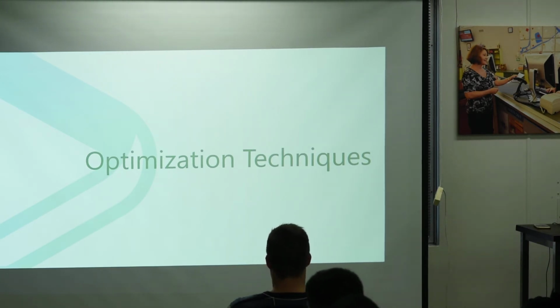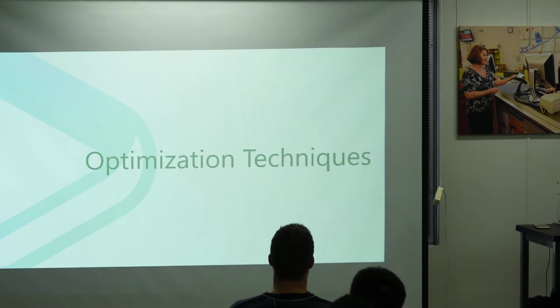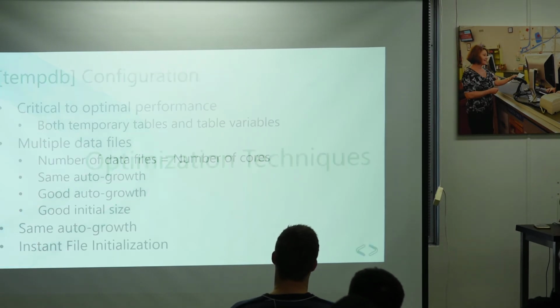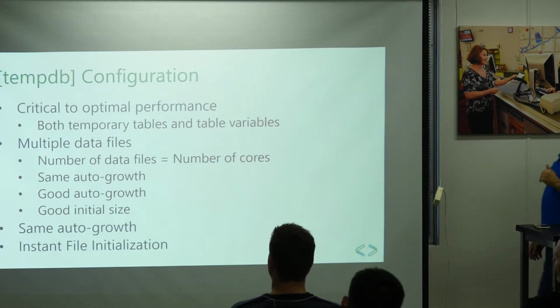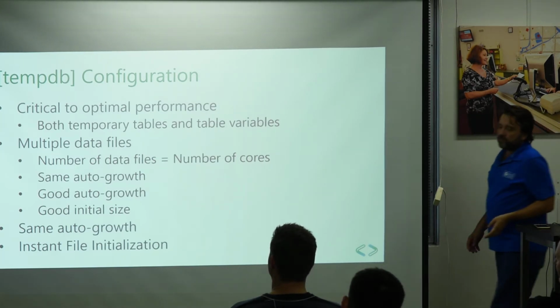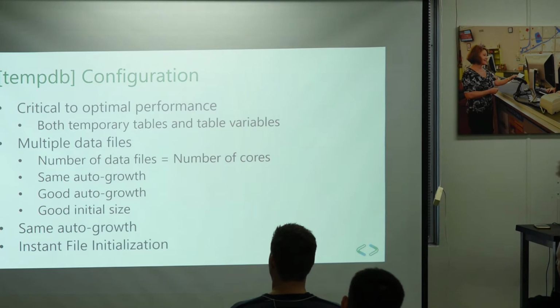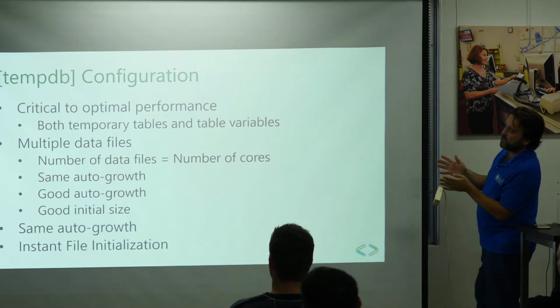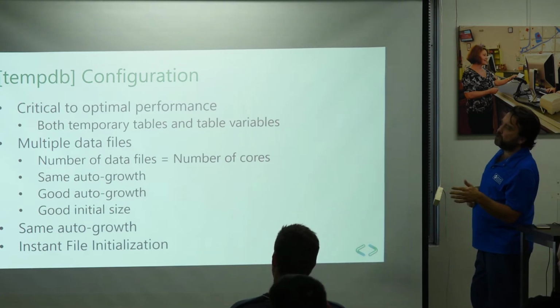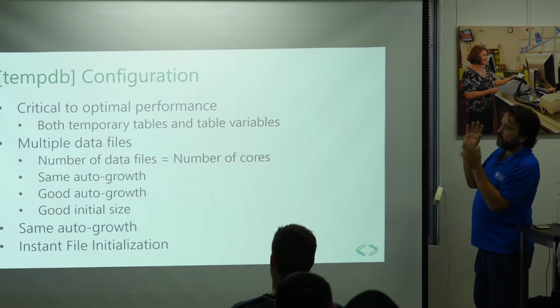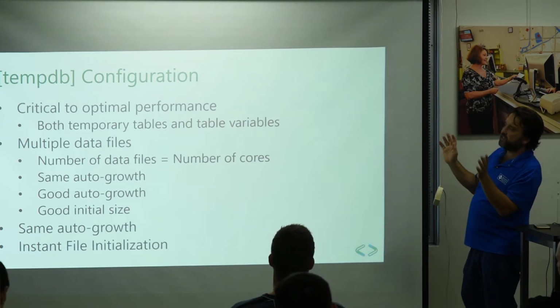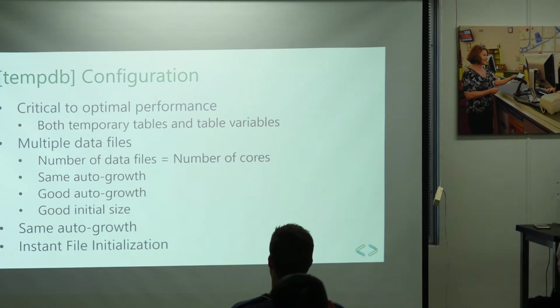So let's start to talk a little bit about optimization techniques for all the stuff that we've discussed and hopefully talk about some new stuff. This is just looking at the TempDB configuration. We've got this whole world of information out there, we've been talking about it forever, but people still don't configure TempDB correctly. At a high level, I don't want to spend too much time, this is generally what you should be doing. It's critical to optimal performance to get TempDB right, because we use it for a whole bunch of stuff, both temporary tables and table variables, as we said.